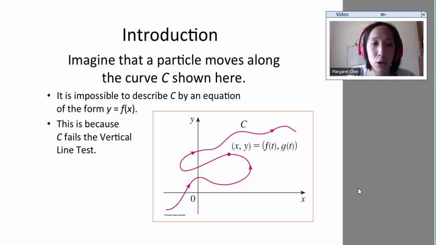Okay. So you're imagining that a particle is moving along a curve C. This is the curve C that I have here, this pink line that you see right here. This does not pass the vertical line test, which means that it's really hard to write this in the form of a function, f of x. So in order to create this line using your graphing calculator or by hand, it's probably best to change it into parametric equations so that you can draw this in terms of time.